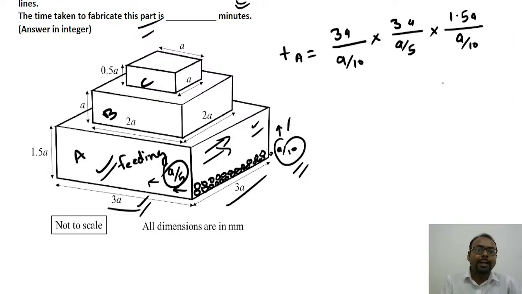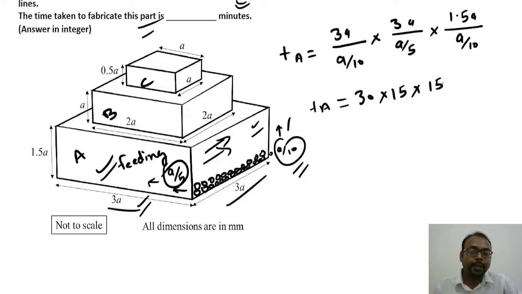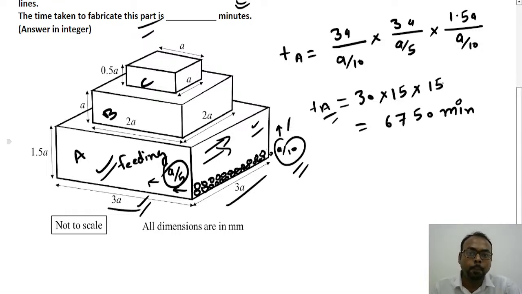So now when you calculate this, you will have the TA value, and this TA value is given by 30 into 15 into 15, which totals 6750 minutes, right? So this is how this will be filled out. Now you go for the next layer, that is the B layer.